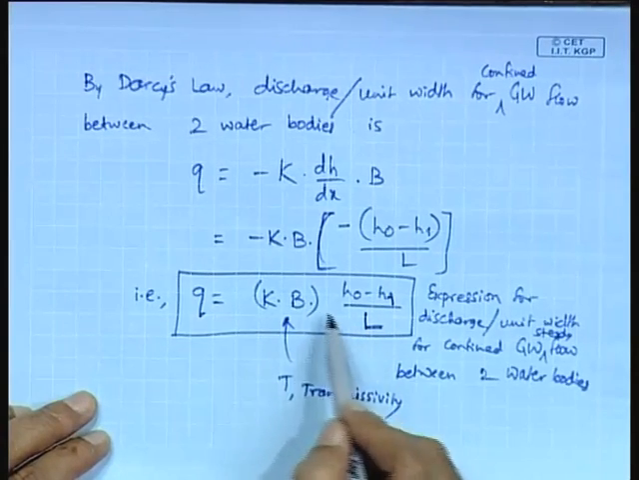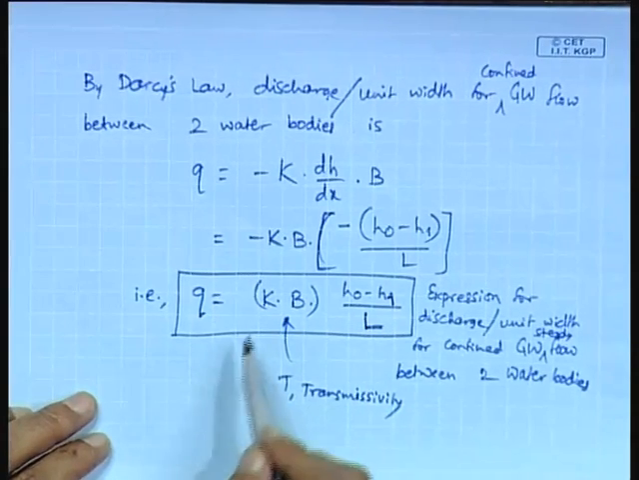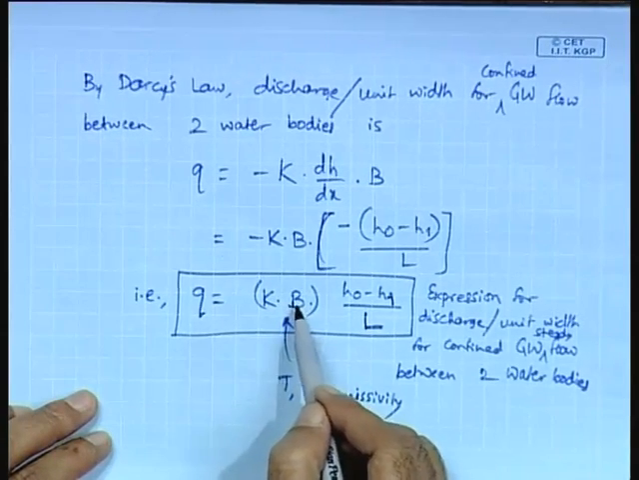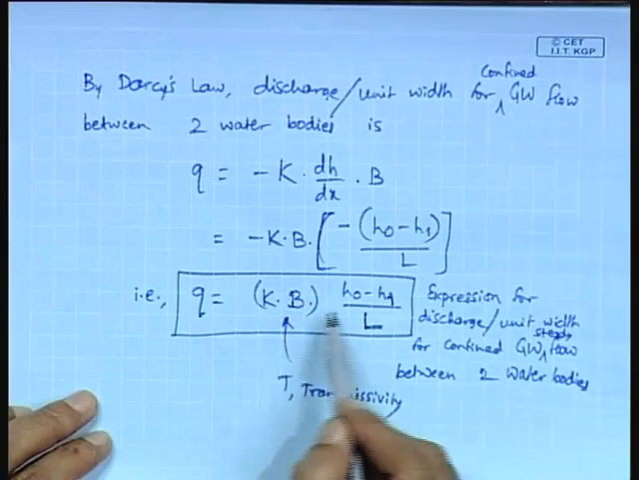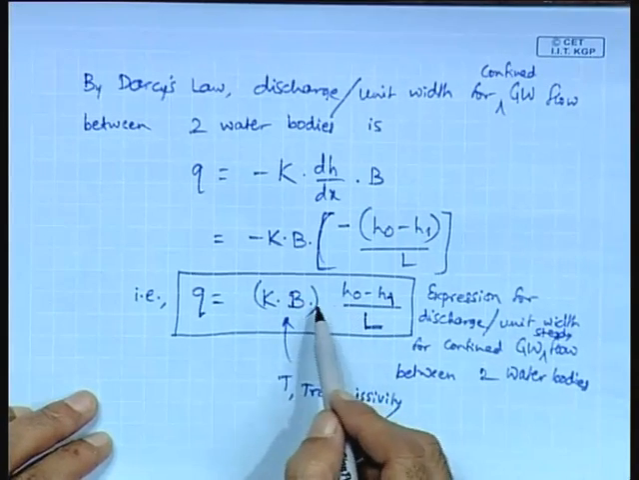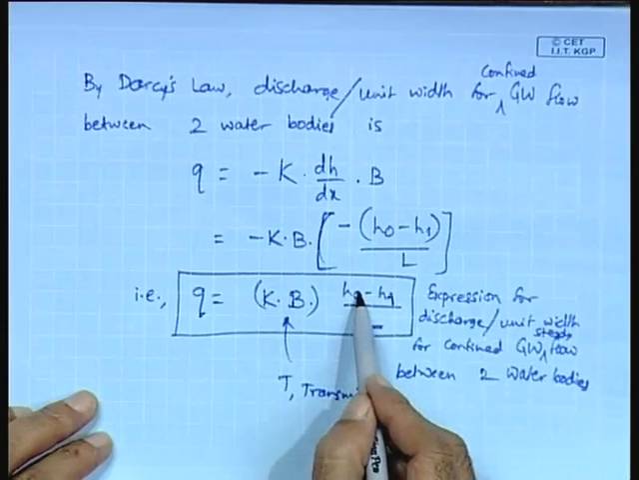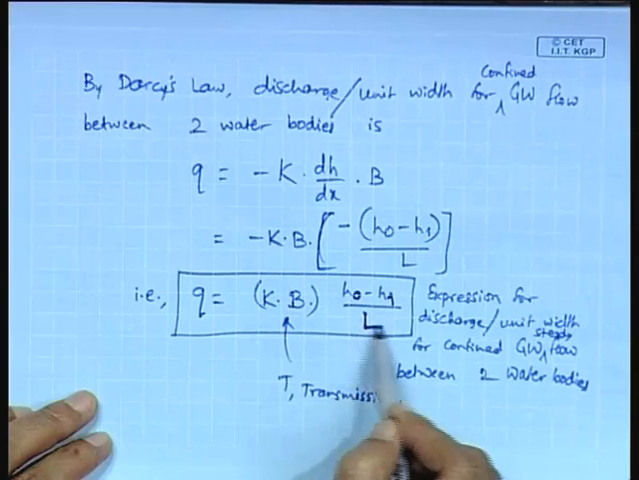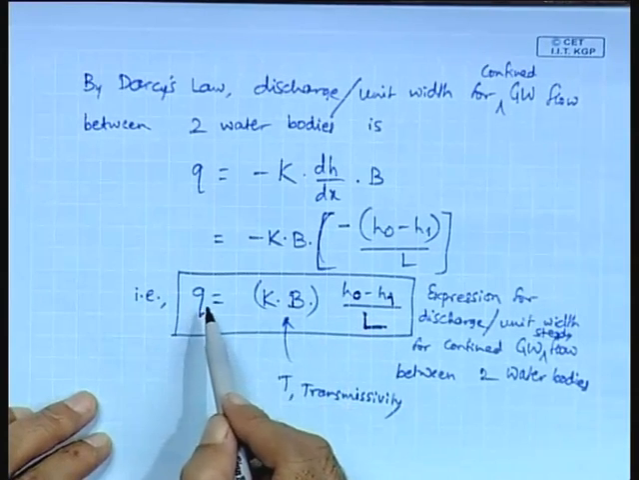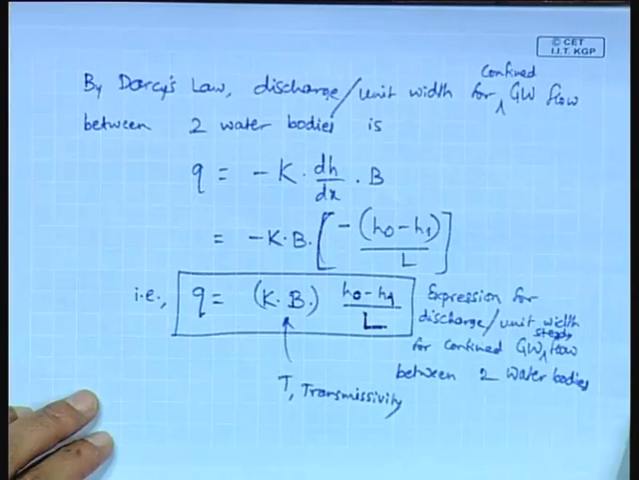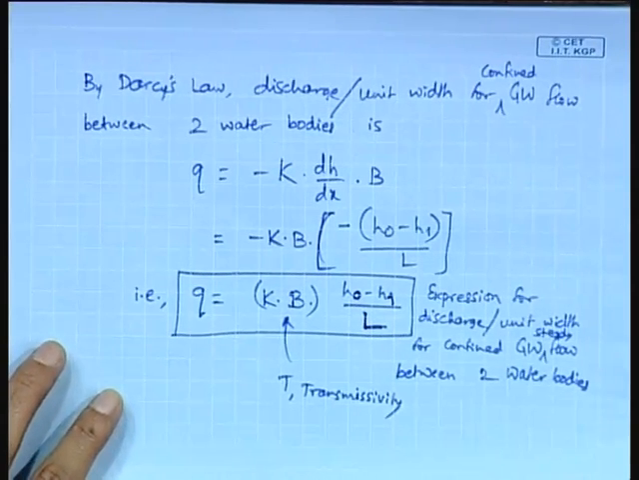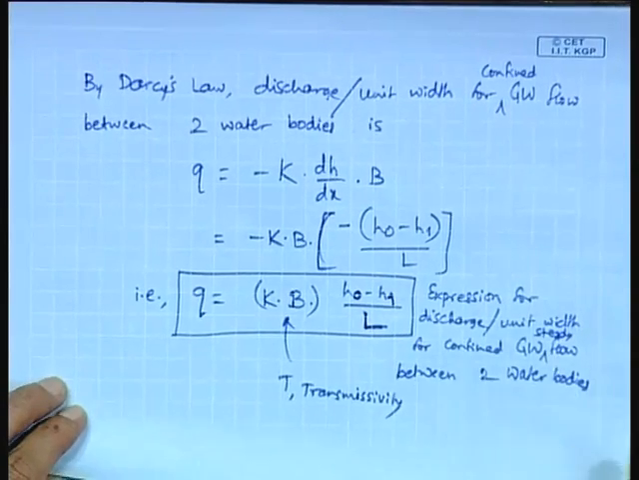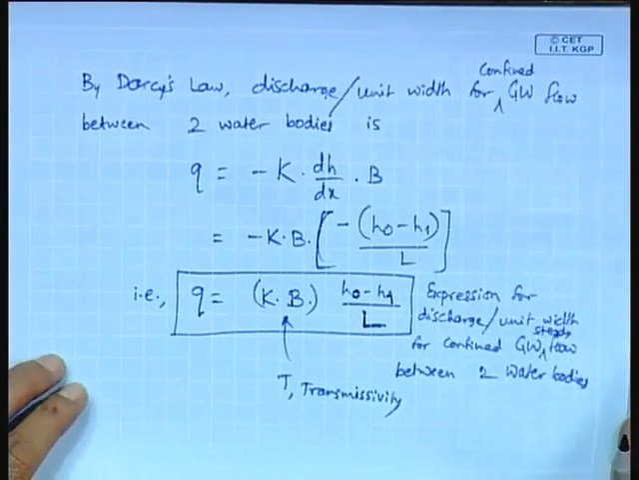So, if we know the transmissivity or the hydraulic conductivity and the thickness of the confined aquifer through which the flow takes place between the two water bodies, the upstream water body having a head of H0 and the downstream water body having a head of H1, and with the distance of L separating them, then this Q is given by K into B into (H0 minus H1) divided by L. Okay.